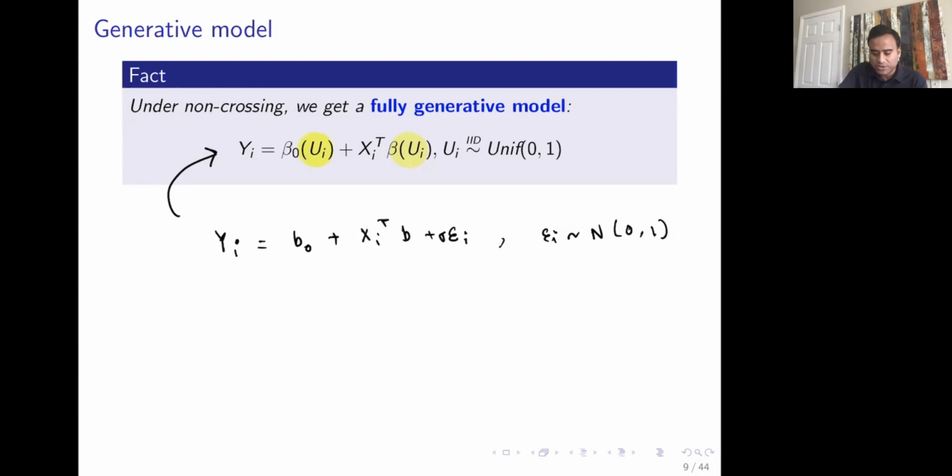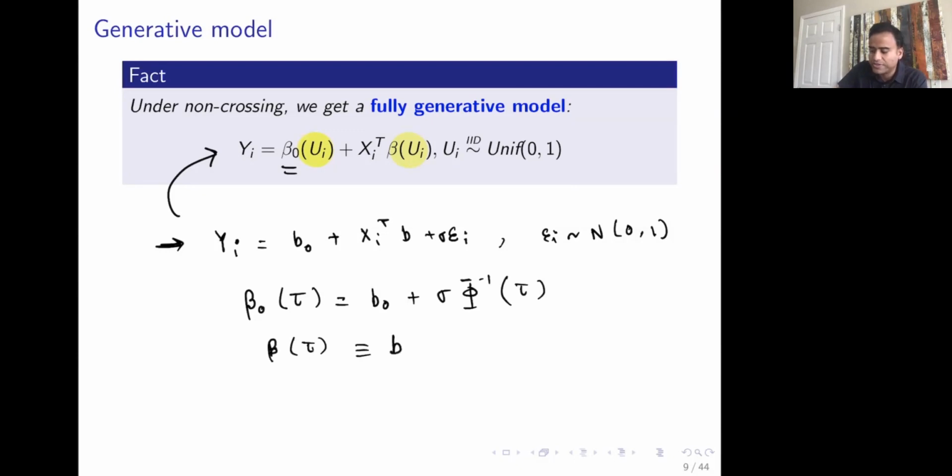So this is a generative model, and to see how the standard model fits into that, it's not too complicated. What if you take your intercept parameter beta 0 tau as b0 plus sigma times the inverse CDF of the standard normal distribution, and you take your slope parameters beta tau to be constant in tau, equal to the vector b? Then you get back this model.